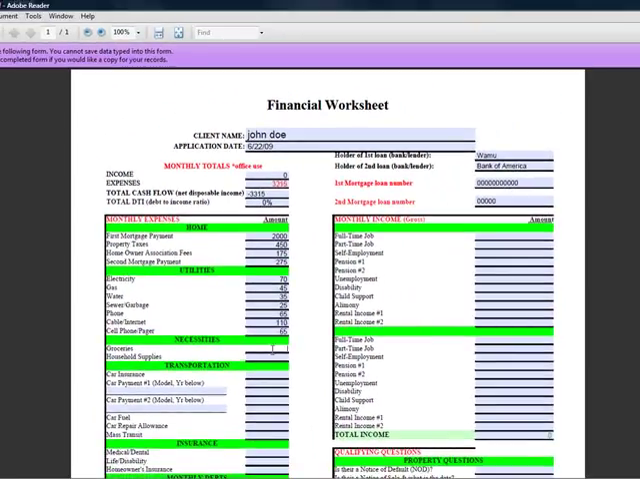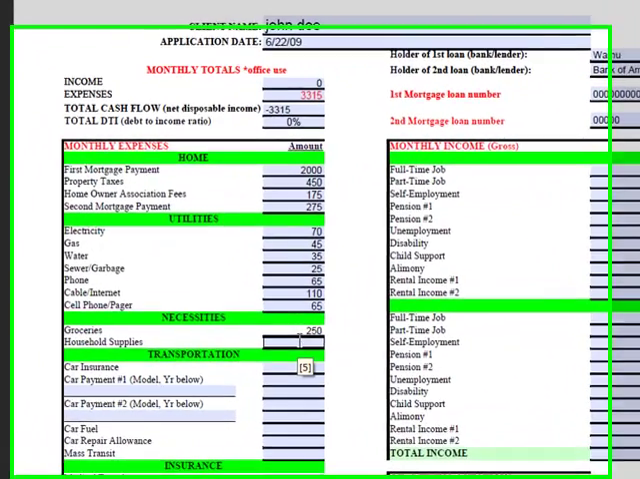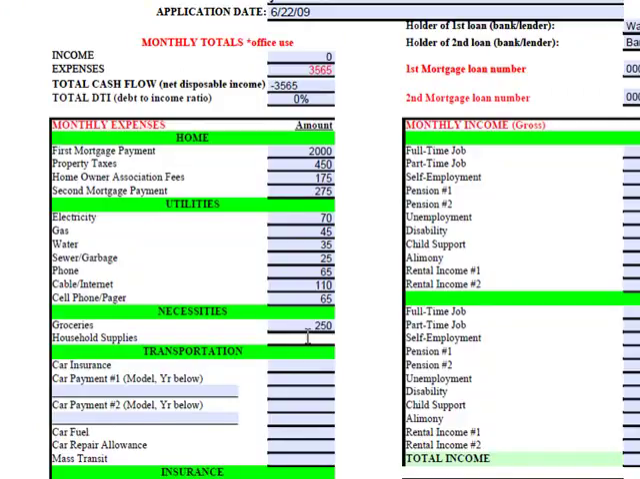Now, please make sure you also put groceries. Everybody who owns a home pays groceries. Sometimes it's a lot more, sometimes it's a lot less. This person pays $250 per month in groceries. Their household supplies is $25.